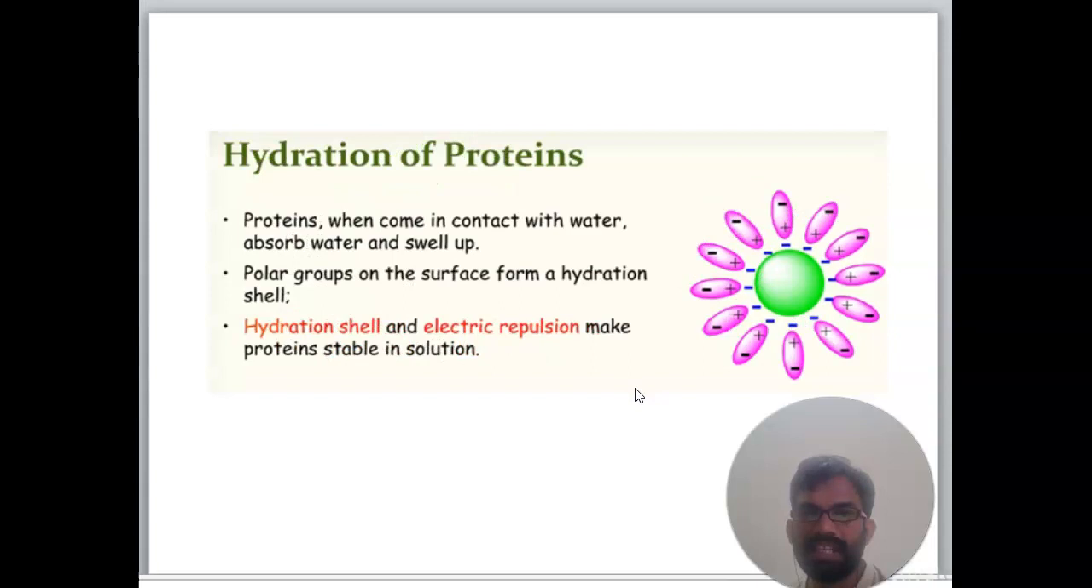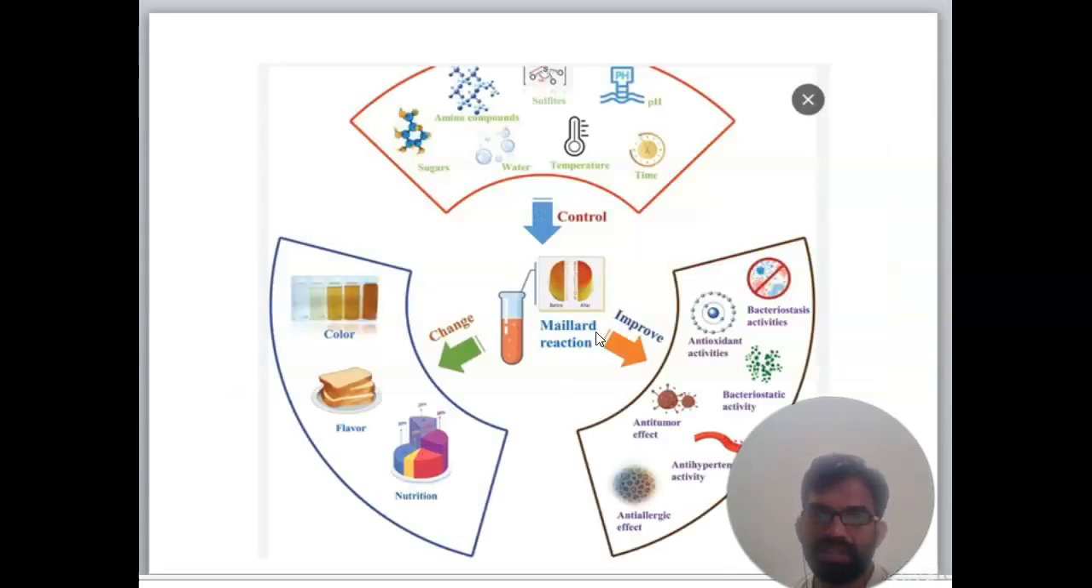Now you can see here some hydration of proteins. When proteins come into contact with water, they absorb the water, and polar groups on the surface form a hydration shell. The hydration shell and electric repulsion make the protein stable in solution. Then after, you can see actually this is the figure.